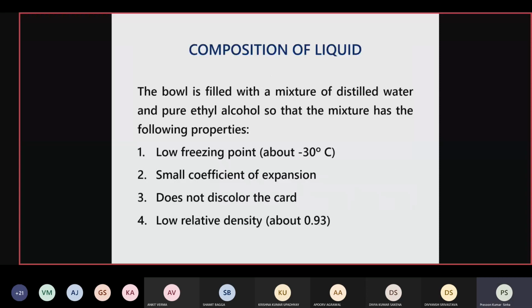The density of the liquid is less. The relative density is less, 0.93. That means it is not restricting the card too much, but it also provides damping. It restricts, but not very much. So the compass card does not swing from here to there wildly, because it will come slowly this side and this side. The movements are damped by the liquid only.